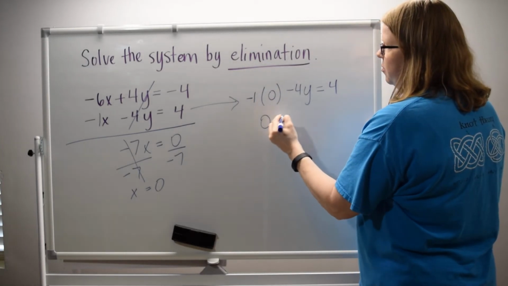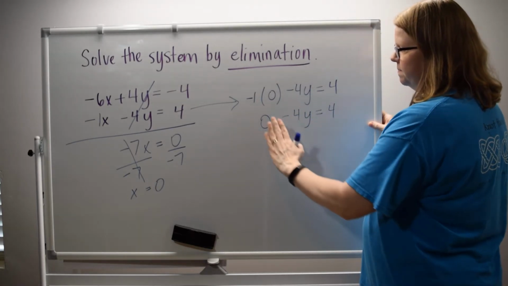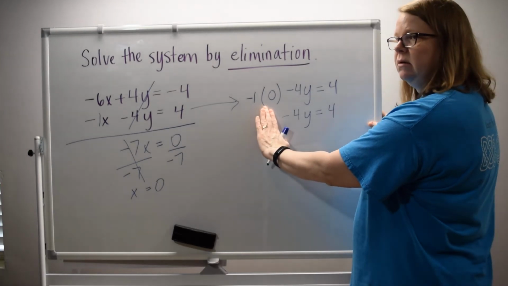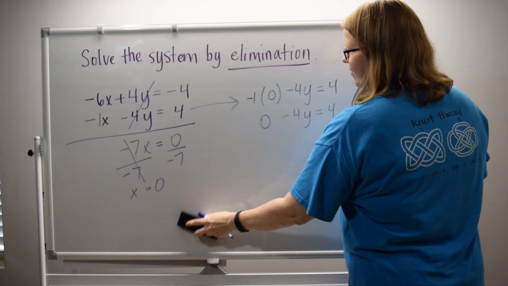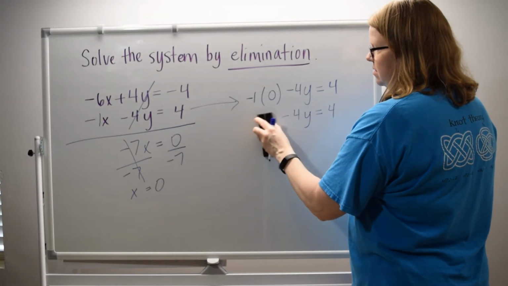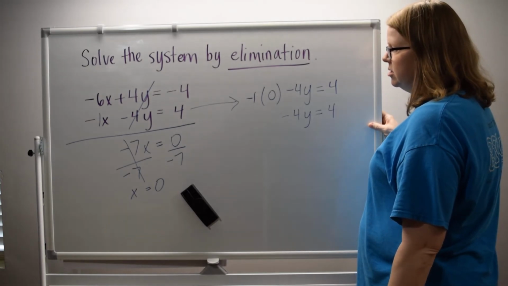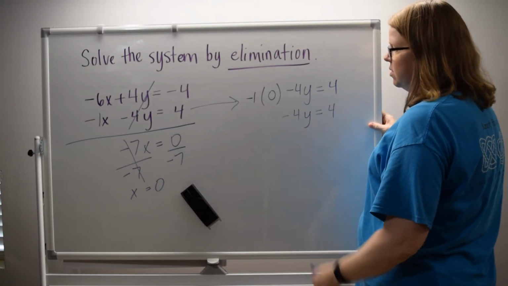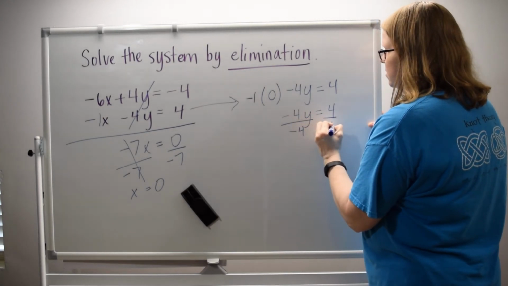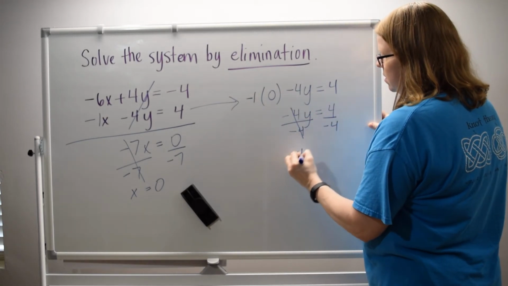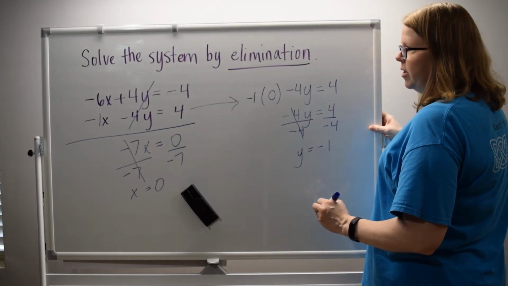So I have 0 minus 4y equals 4. Well, that just means nothing. Like, nothing minus 4y. So I don't even need that anymore. It's 0. It's not being multiplied. It's just being added or subtracted. So I am down to a one-step equation really fast. So I'm going to divide by negative 4. And 4 divided by negative 4 is negative 1. And I'm ready to write my answer.